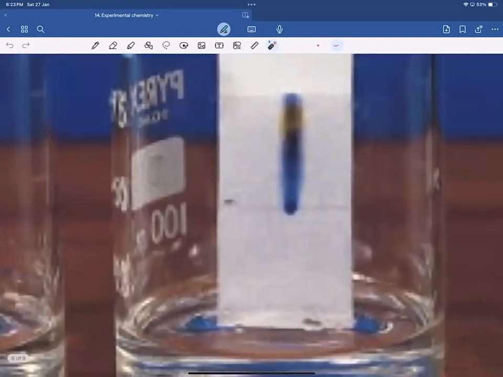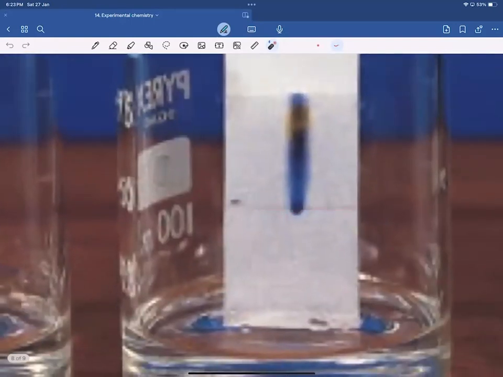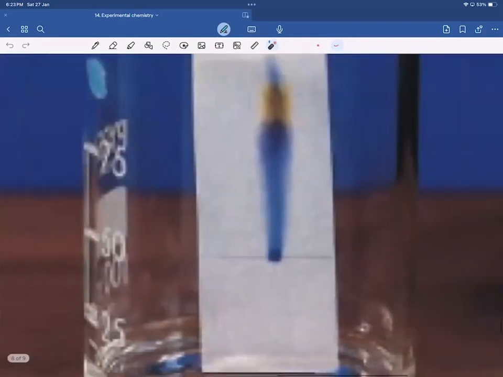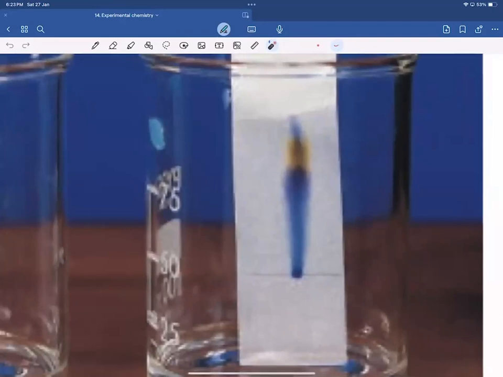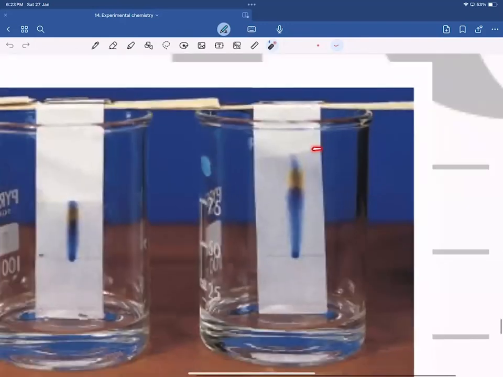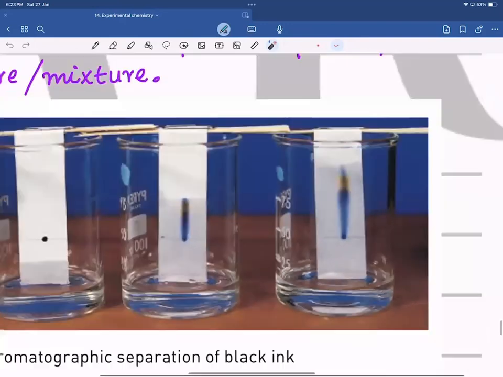So see, this line is of pencil. It doesn't travel, but the spot that we have placed of the mixture which we want to separate starts traveling with the solvent. And see over here, now we are getting three colors. So it means that the mixture which we have separated has three components. Is this understandable? Okay, so this is the solvent front, the distance over here.